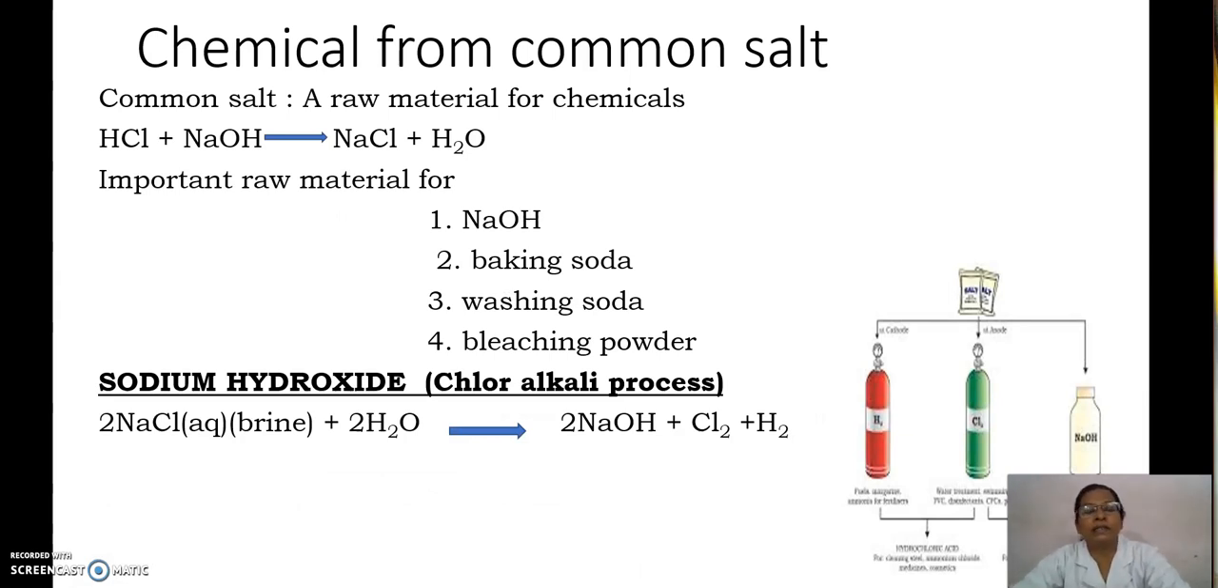So next is the chemicals produced from common salt. Common salt means sodium chloride, and we have already seen how it is formed, by the combination of hydrochloric acid with sodium hydroxide, giving sodium chloride and water. This sodium chloride is an important raw material for sodium hydroxide, baking soda, washing soda and bleaching powder. So sodium chloride is the raw material for the production of all these things.